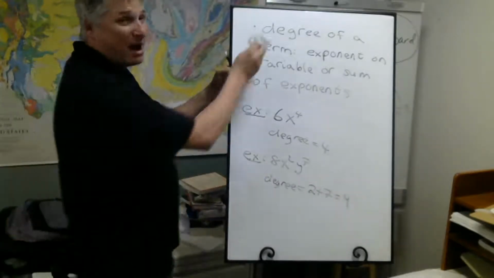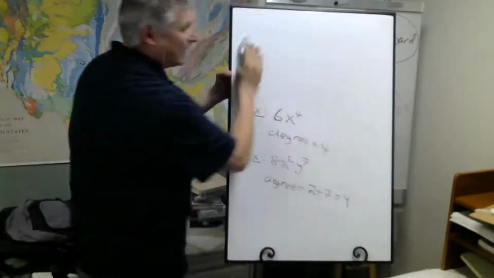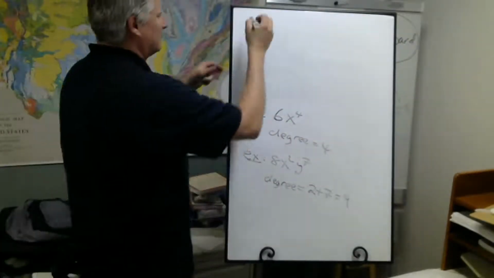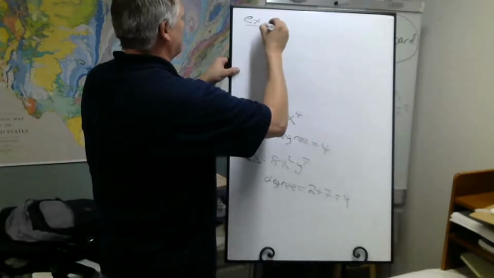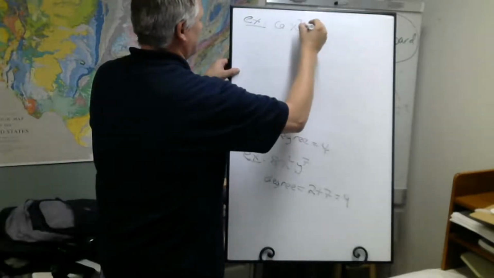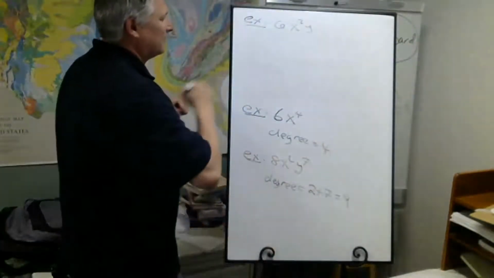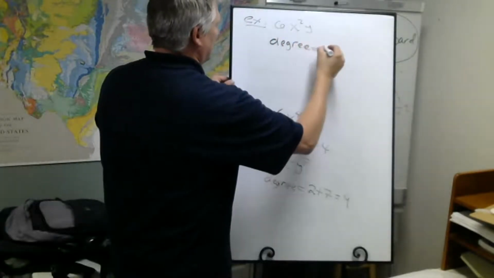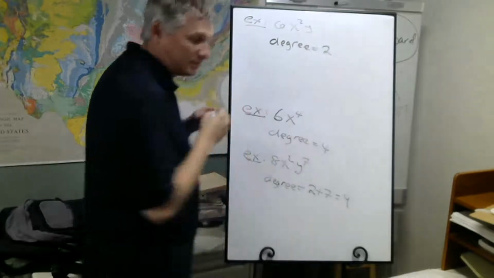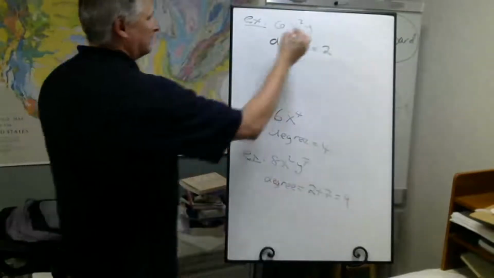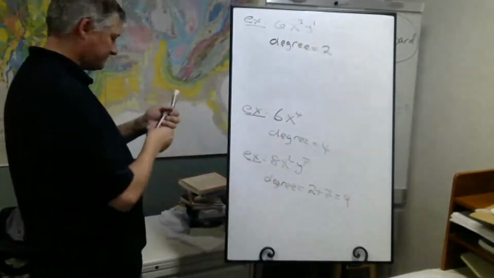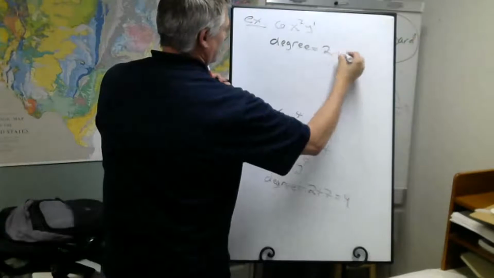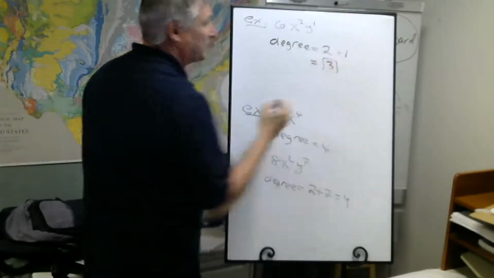Now, when you see a variable without an exponent, it actually does have an exponent. So if you have something like this, well, the degree will be 2, and there's an invisible 1 is what's going on here. There's an invisible 1. And so it becomes 3.